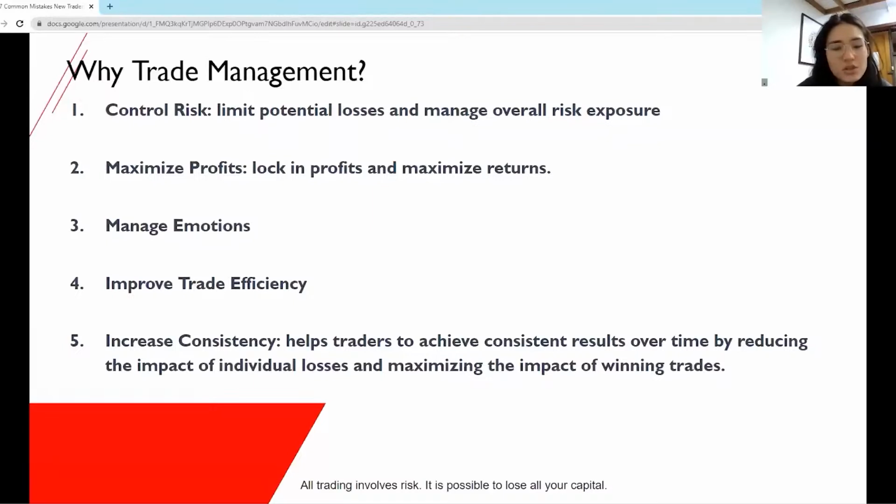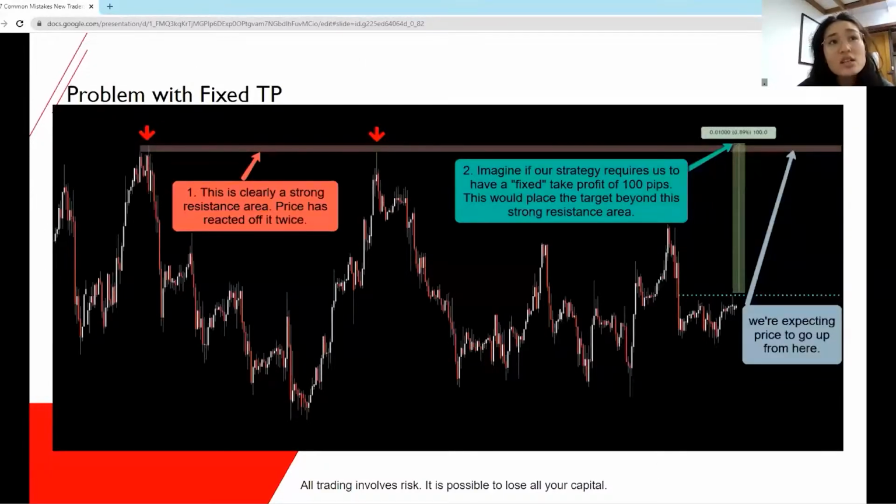So I'm just going to move on to our next slide, which shows you exactly the problem with a fixed take profit. Let's take a look at this example. The red area shows a strong resistance area since there have been two swing highs in line with this area. If our trading strategy requires us to have a fixed take profit of 100 pips, we would place the target beyond this strong resistance area. And you can see over here, we're expecting price to go up towards that same swing high resistance level.